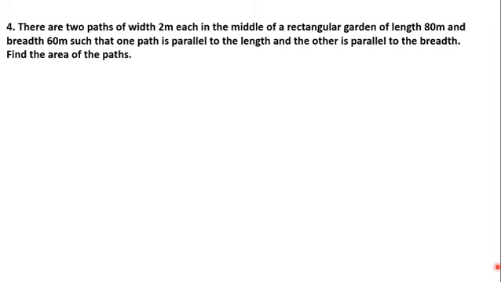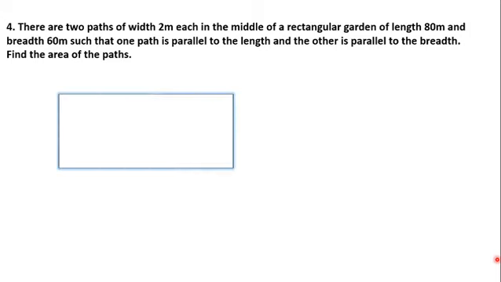Some of you got this right as well, but some mixed things up somewhere along the line. Okay, so first things first, we do have a rectangle. A rectangular garden, okay, and this rectangular garden has a length of 80 meters and a breadth of 60 meters. Okay, so we have that already.